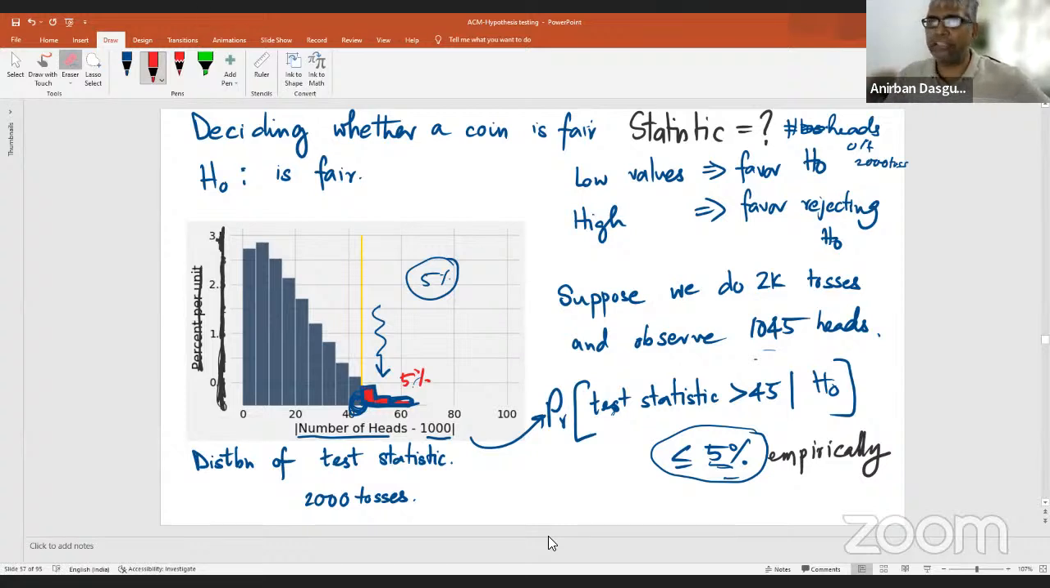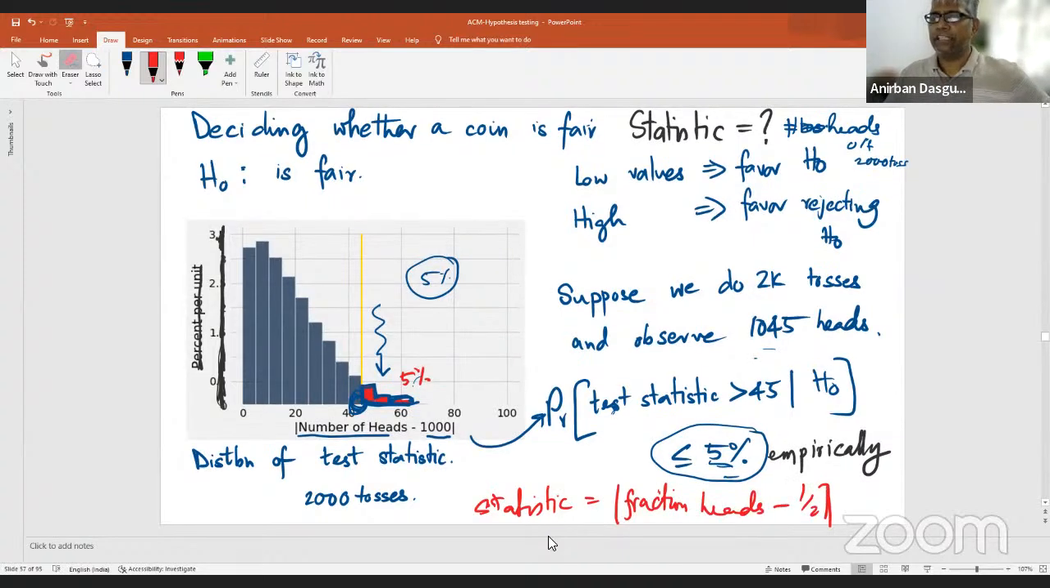Suppose I say that the test statistic is something like this. The statistic is the fraction of x minus half. That means the test statistic is how different the fraction of x is from half. So the low values are favoring H0. If this value is small, that is an indicator that you cannot really reject H0, because H0 is saying that it is equal to half. It is fair, and the high values favor rejecting H0.